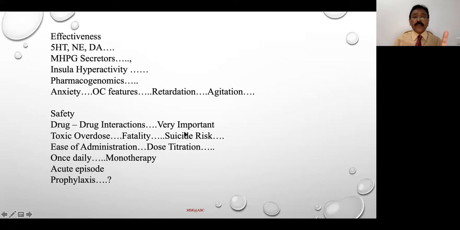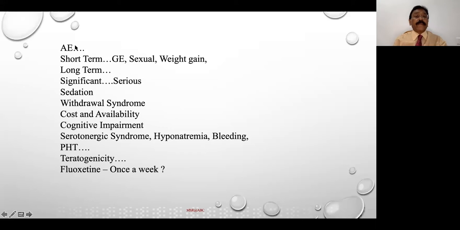This is again very, very important to me. This is one of the safest reasons why SSRIs are more commonly prescribed. This is again dose titration, once daily, monotherapy. Okay, all these things are very important. These are all the different factors which I look at. Side effects, short term, long term, whether it is a significant side effect. Sedation, if it is significant sedation, I will not prefer the drug. Withdrawal syndrome is very, very important.